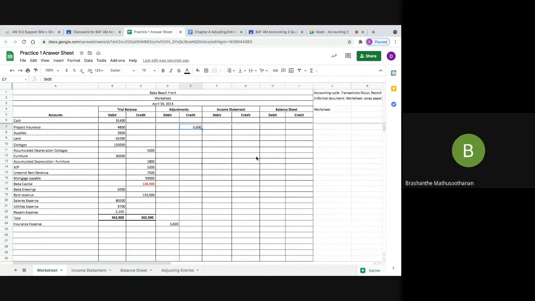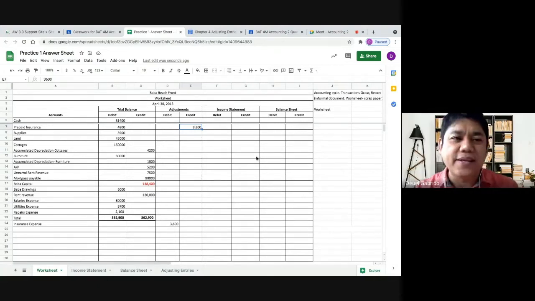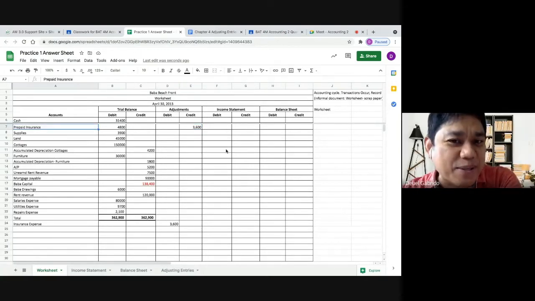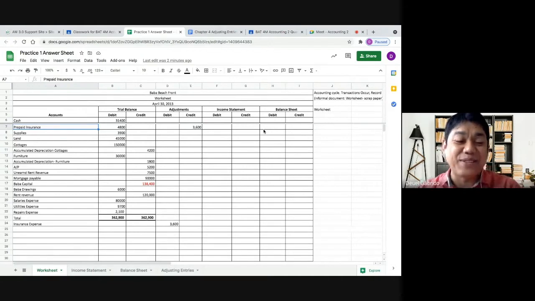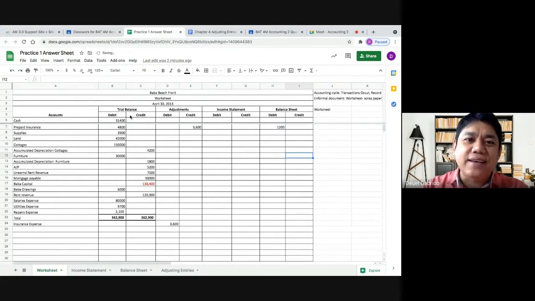Income statement? Okay. Is it income statement? What is prepaid insurance? Is it an asset, a liability, or an equity, or expense, or an income? Asset. That's an asset. So therefore, is it income statement or balance sheet? It's a balance sheet. Don't forget, prepaid insurance, guys, is an asset. Okay. So how much is the difference? I think it's 1,200.